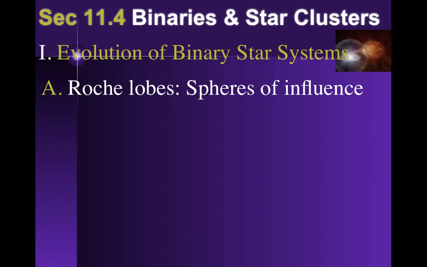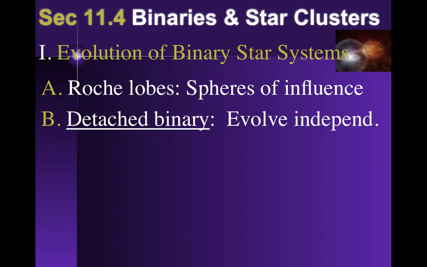Now, in a binary situation where two stars are orbiting a common center of gravity, each star kind of has its area where its gravity is dominant. It's a gravitational sphere of influence that we call in astronomy a Roche lobe. Yeah, same guy that we had the Roche limit around planets. This is the Roche lobe, a gravitational sphere of influence. So, in some situations, the two stars basically leave each other alone. They orbit each other, but each star evolves independently.